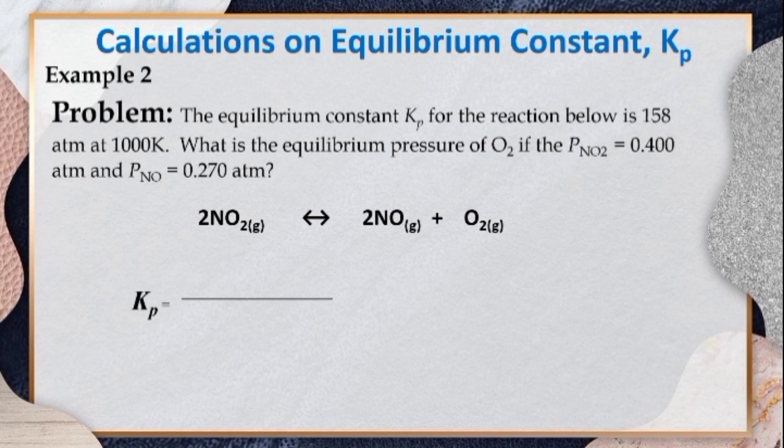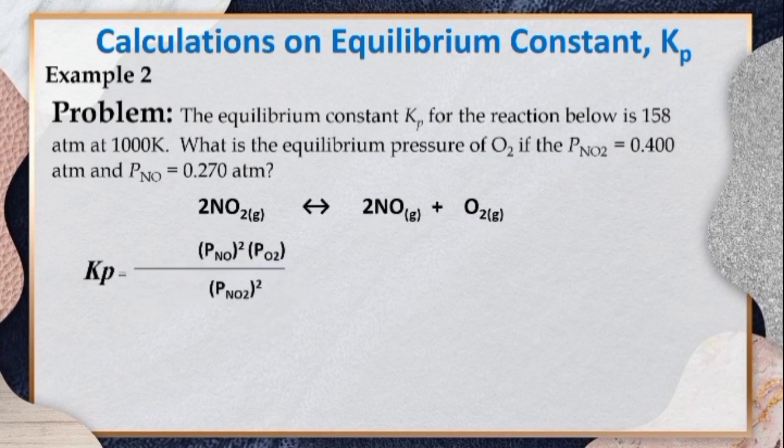The equilibrium constant Kp is equal to pressure NO raised to 2 multiplied by pressure O2, which are the products, divided by pressure NO2 raised to 2, which is the reactant. Since we are looking for the pressure of oxygen, we have to manipulate the given formula. So we have the formula pressure O2 is equal to Kp multiplied by pressure NO raised to 2 divided by pressure NO2 raised to 2.